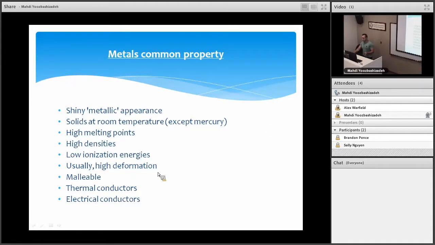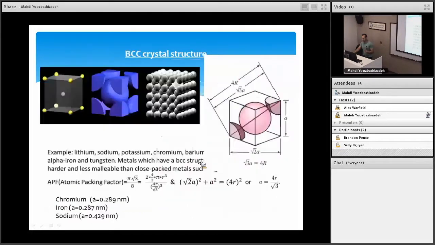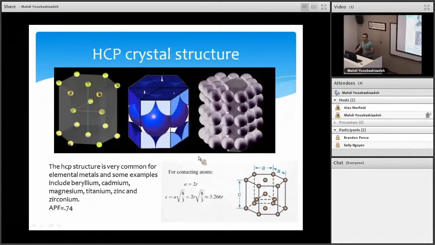Metals' common properties: they're shiny, solid at room temperature, with a high melting point, high density, low ionization energy, usually high deformation. They are malleable, good thermal conductors, and good electrical conductors. Metals have a crystal structure. There are a total of 11 crystal structures for metallic parts.